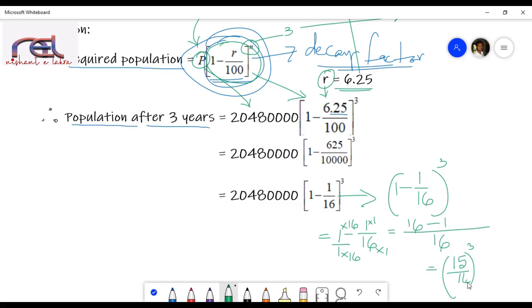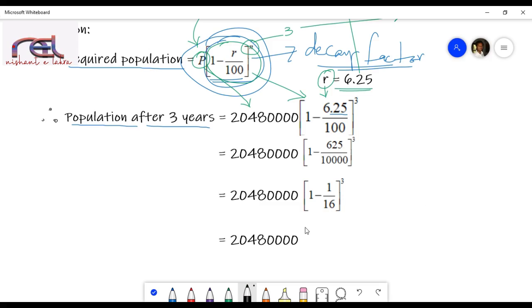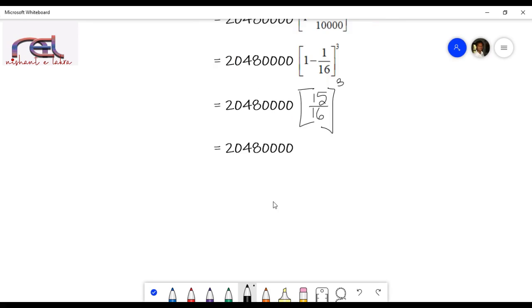Instead of changing into decimals, we'll just keep it as a fraction. So 2,04,80,000 into 1 minus 1 by 16 is 15 by 16, right? So I've written it as 15 by 16 to the power 3. That simply means we have to multiply the fraction 3 times. And so that's what I'll be doing there. 15 by 16 into 15 by 16 into 15 by 16. As simple as this. We just write it as we're multiplying it 3 times.